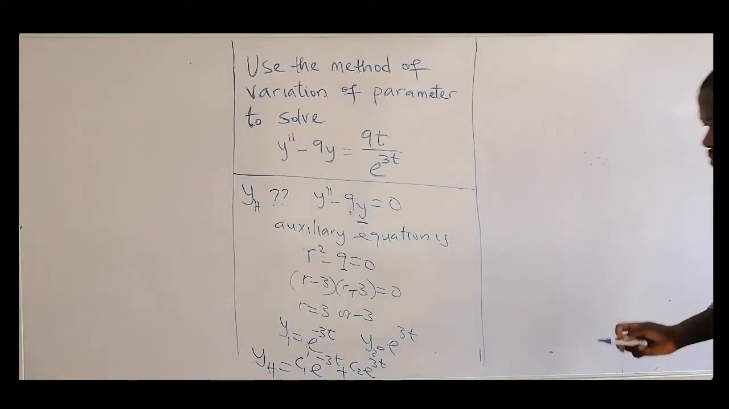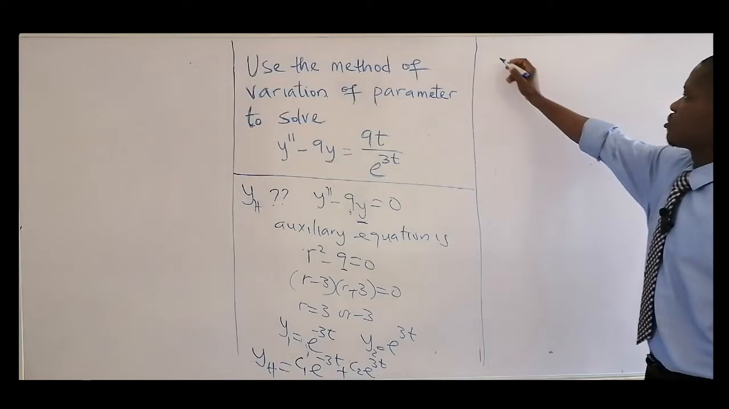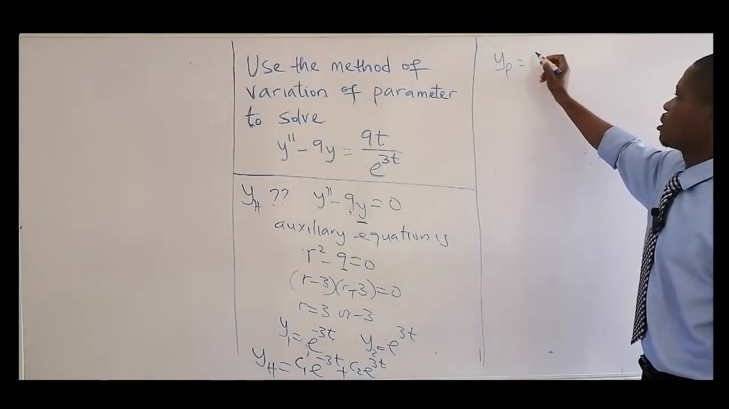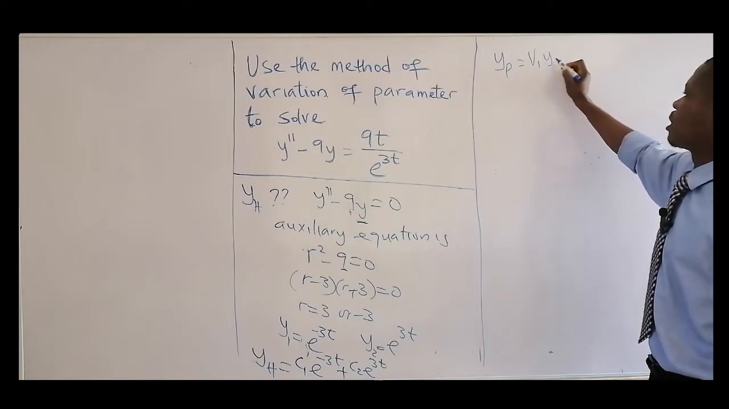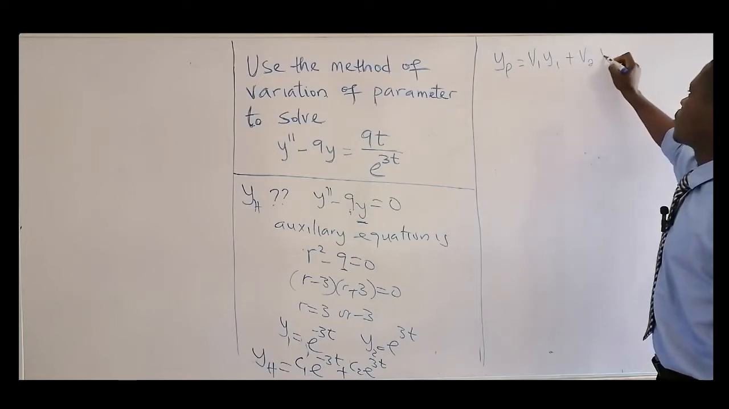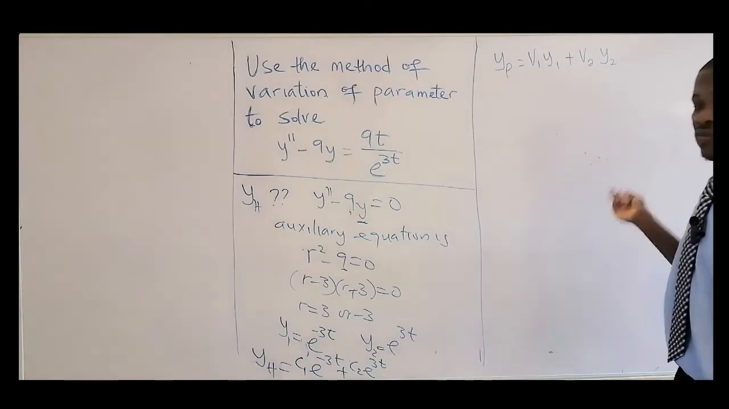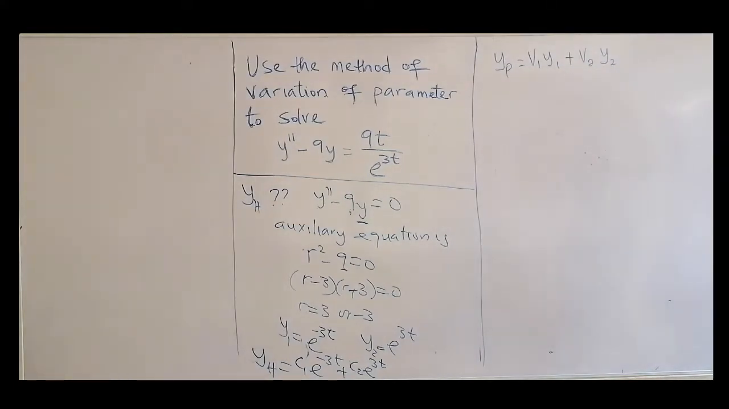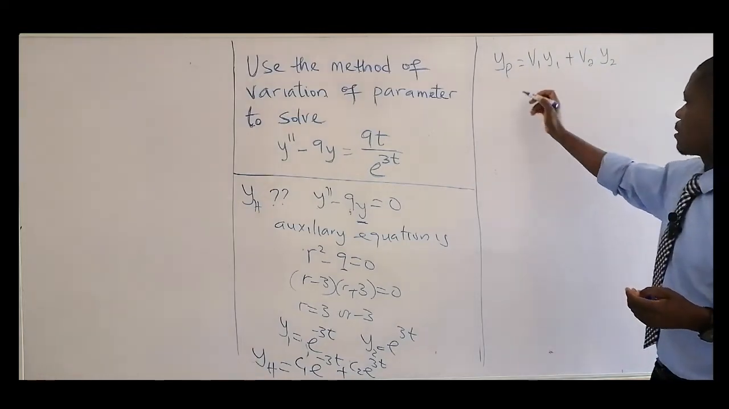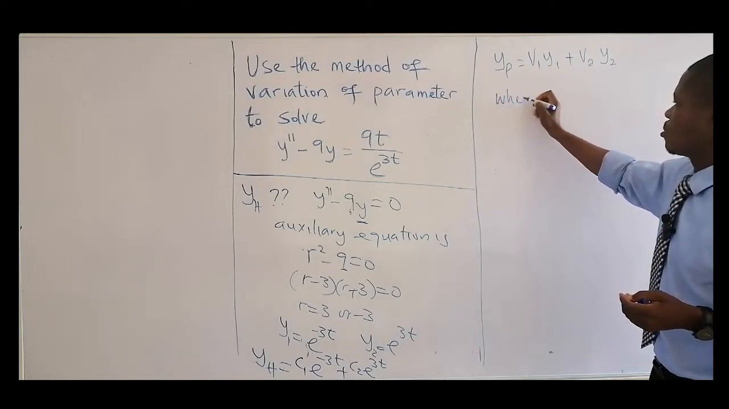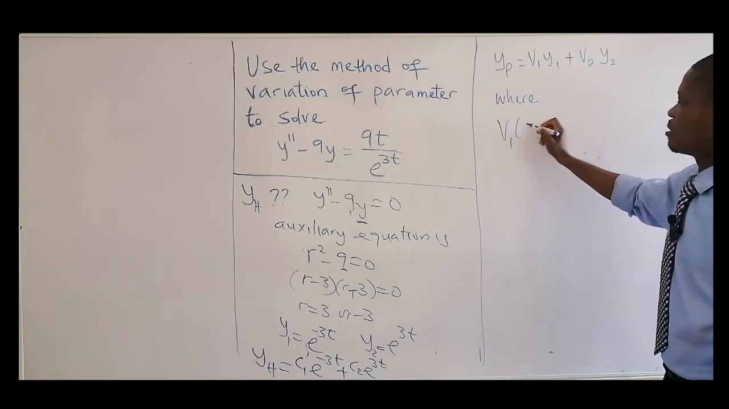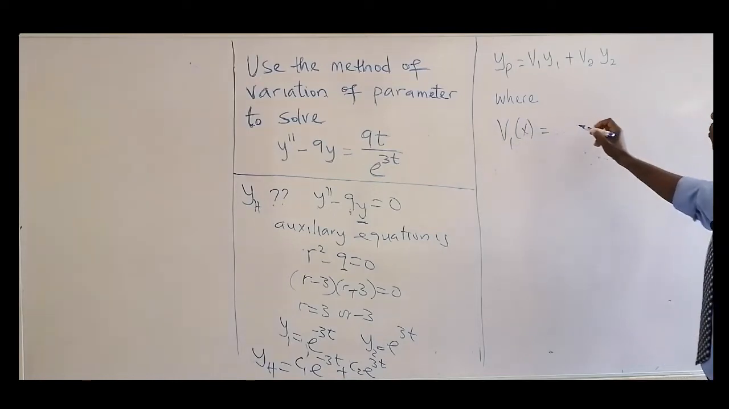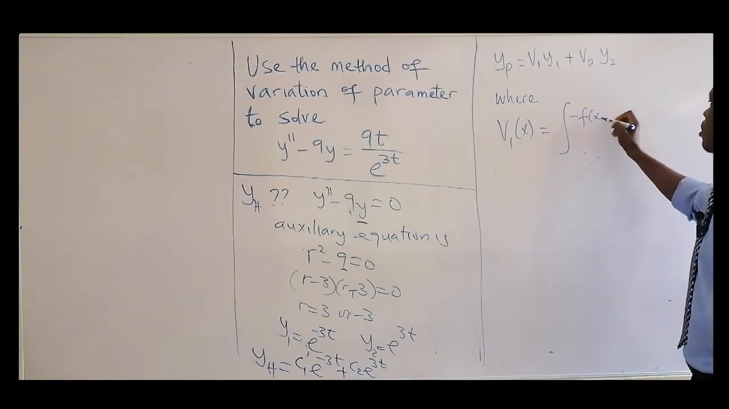That's the homogeneous solution. Then the next thing to do is to get a particular solution. In this case, for variation of parameters, it has its own formula, which is this formula. We've already gotten y1, we know y2, but we don't know v1, we don't know v2. So v1 is, in form of the formula, a function of x, which is equal to the integral of minus f of x.